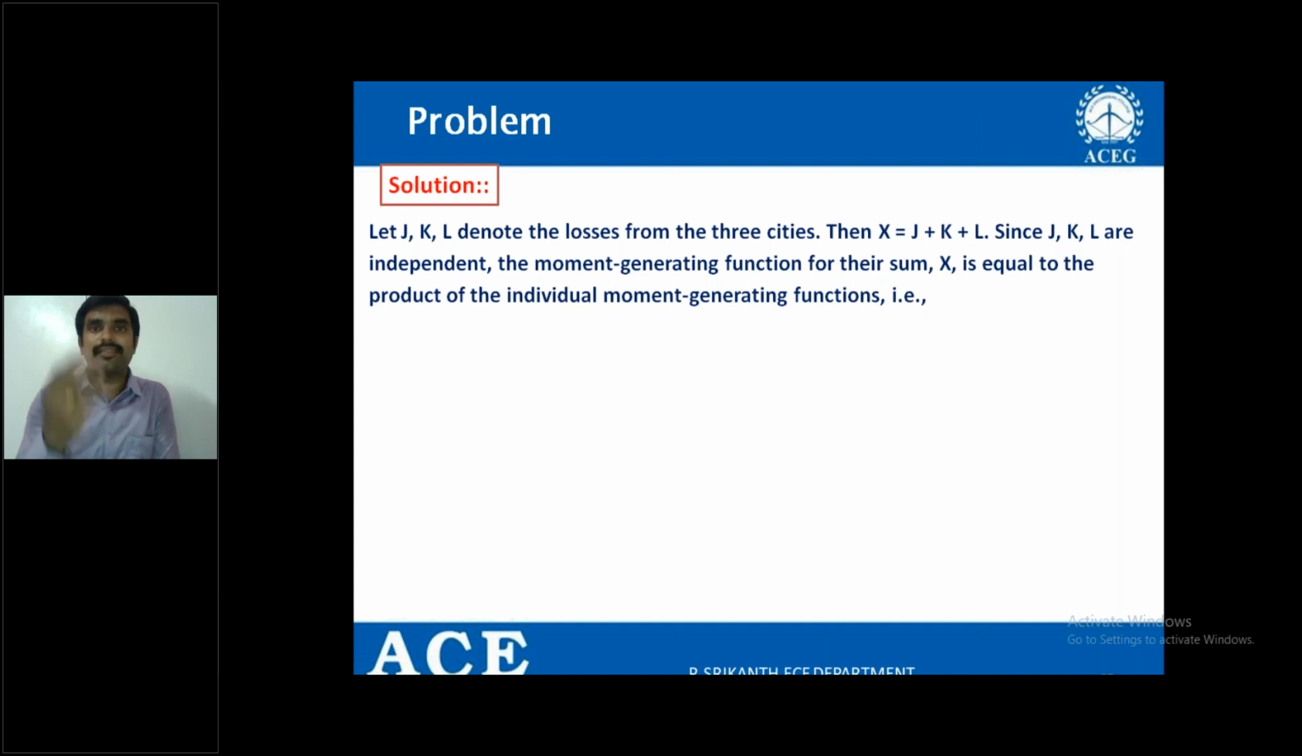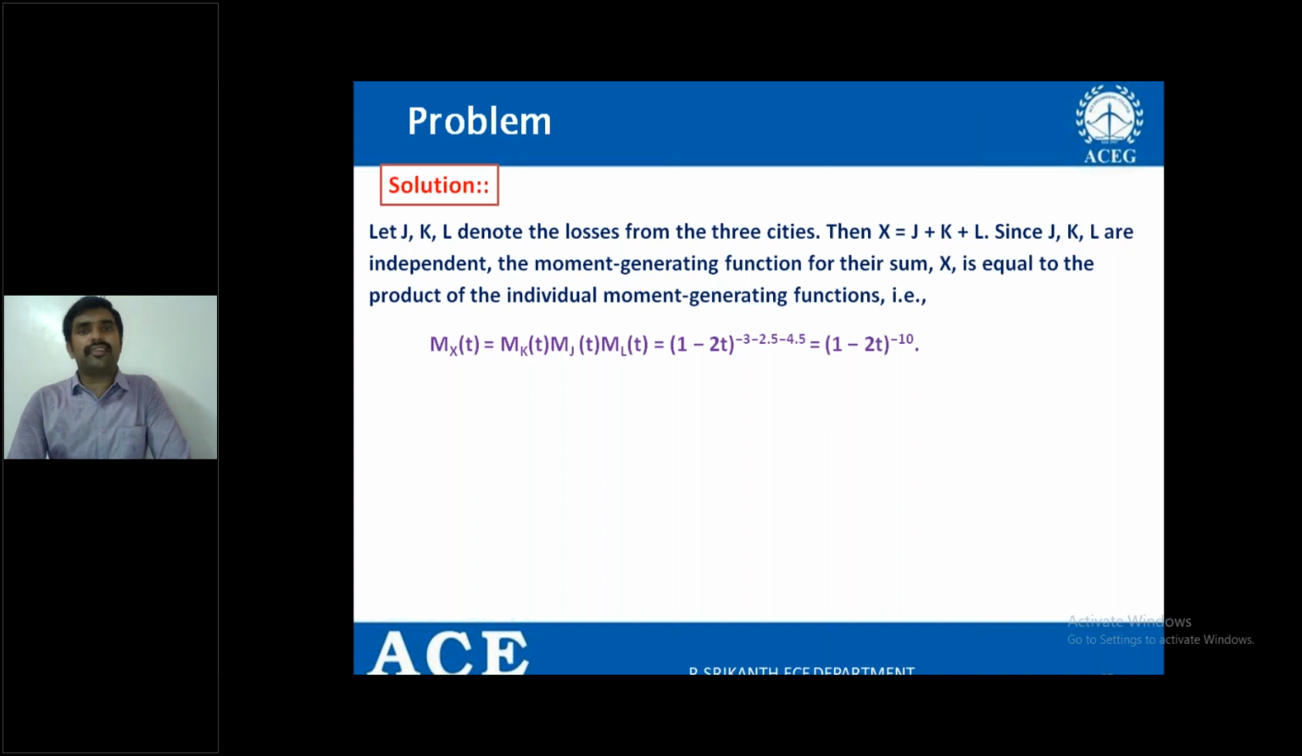But here in this case, three random variables are involved. Therefore, M_J of t into M_K of t into M_L of t. Right? So how do you write M_X of t? M_X of t equals M_J of t into M_K of t into M_L of t. So finally, I'm going to get the moment generating function as (1 minus 2t) power minus 10. Yes, we got the moment generating function.